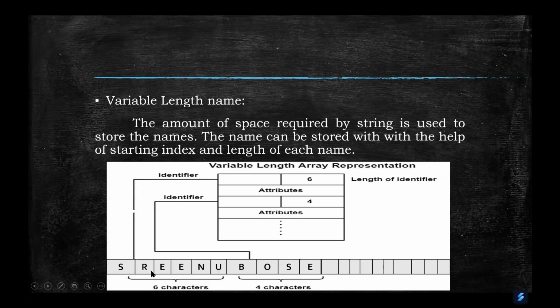SREENU: 1, 2, 3, 4, 5, 6. Here the length is 6. Here the length is 4. There are 6 characters and 4 characters. Here we are going to maintain the index, starting index 0 with the length 6. After 6 we are going to get 7. The length is 4. Adding that, next we are going to get 14. Like that we are going to get different values.